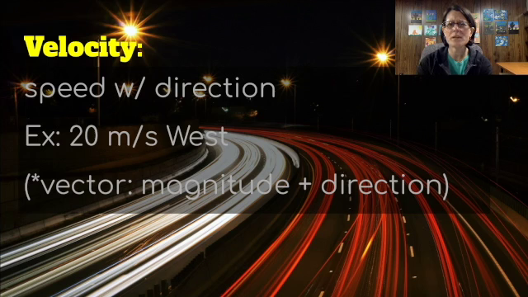Velocity is speed with direction. That's why we can use the same equation. So, for example, I might express a velocity as 20 meters per second west. The 20 meters per second is the speed, the west is the direction.